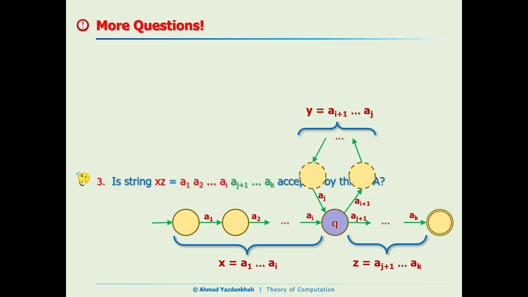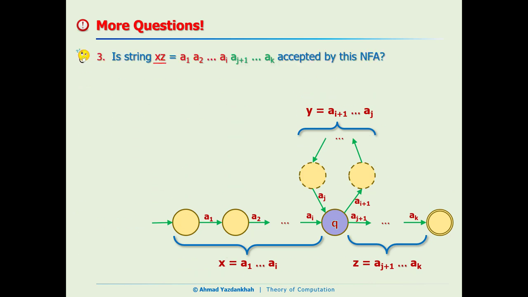More questions. Is a string XZ here that contains A1, A2 up to AI, and then starts at AJ plus 1 until AK. If we concatenate this X and Z and create a new string, is this the case that this string will be accepted? Of course, yes. Because if we input that string XZ here, the X part goes from here to here, and the Z part goes from here to here and stops here, right? And it will be accepted. Absolutely.